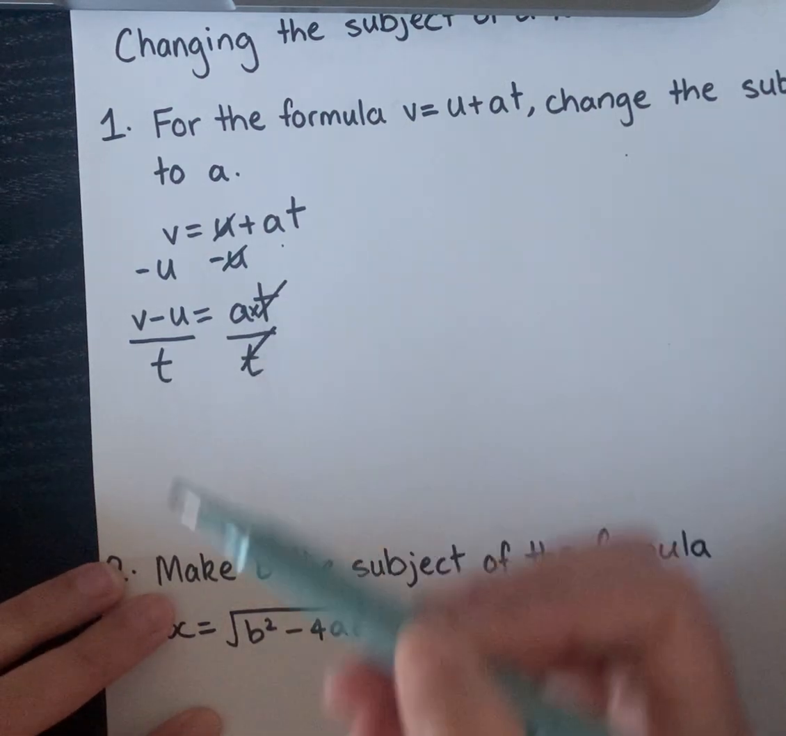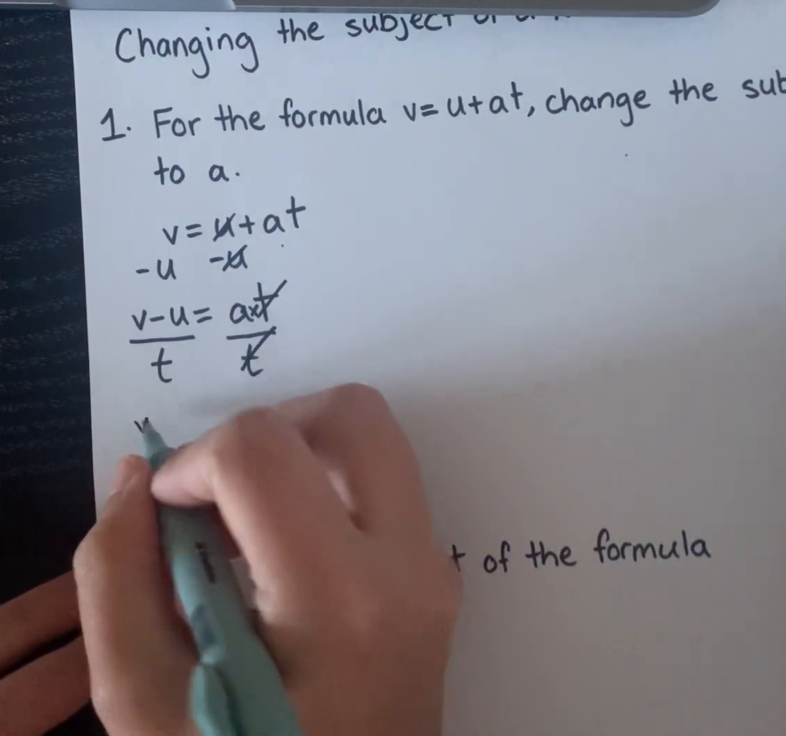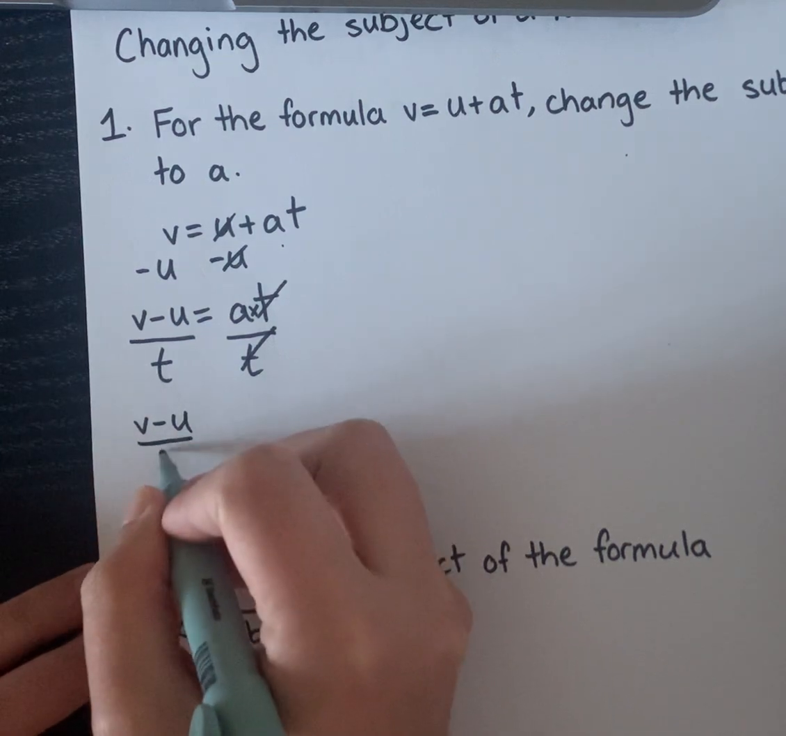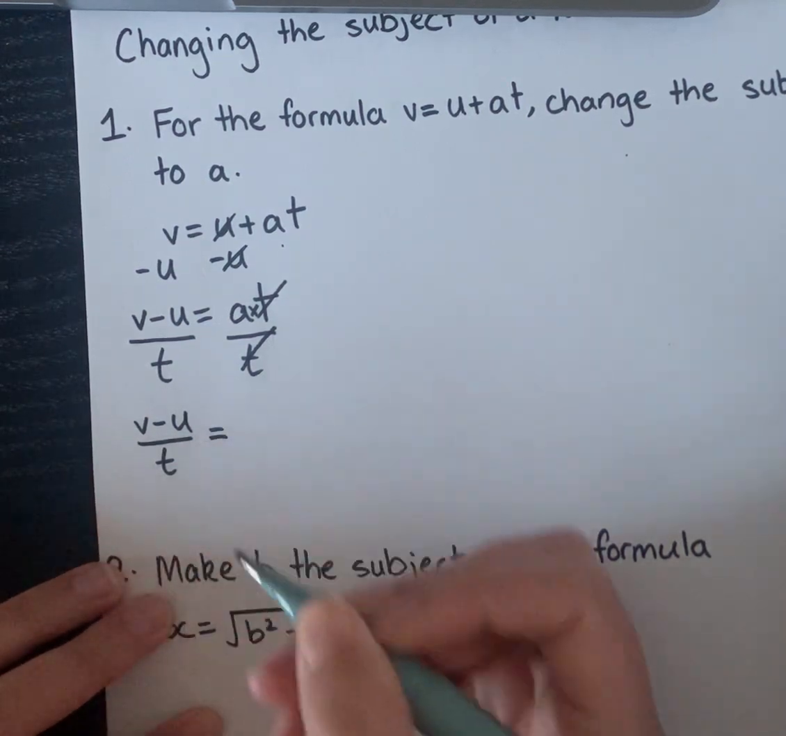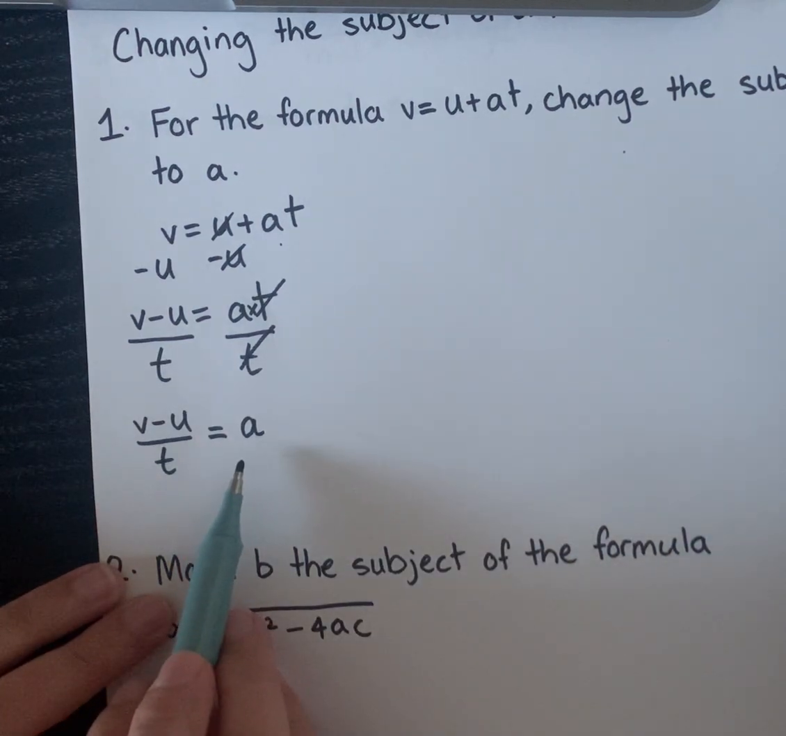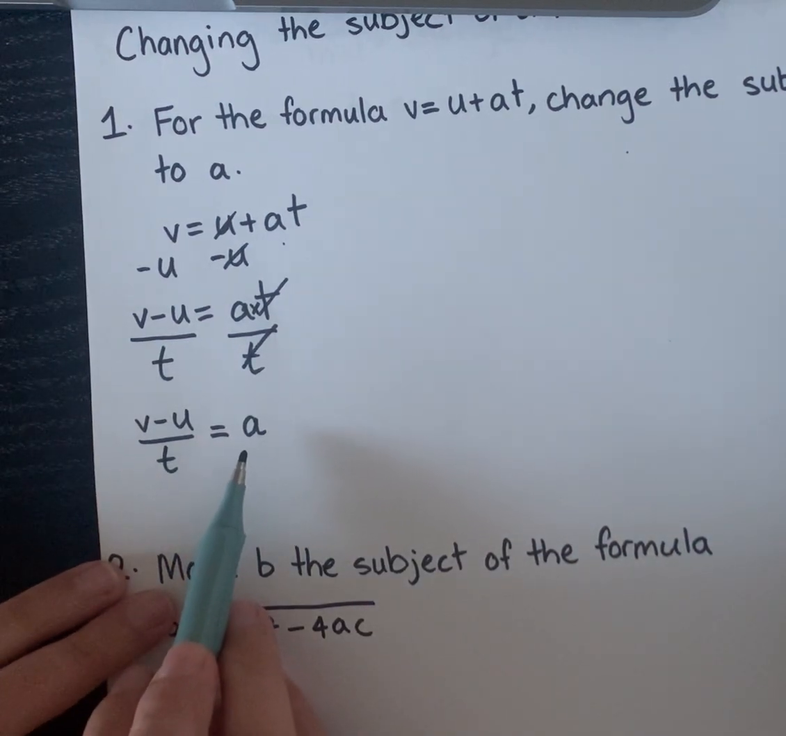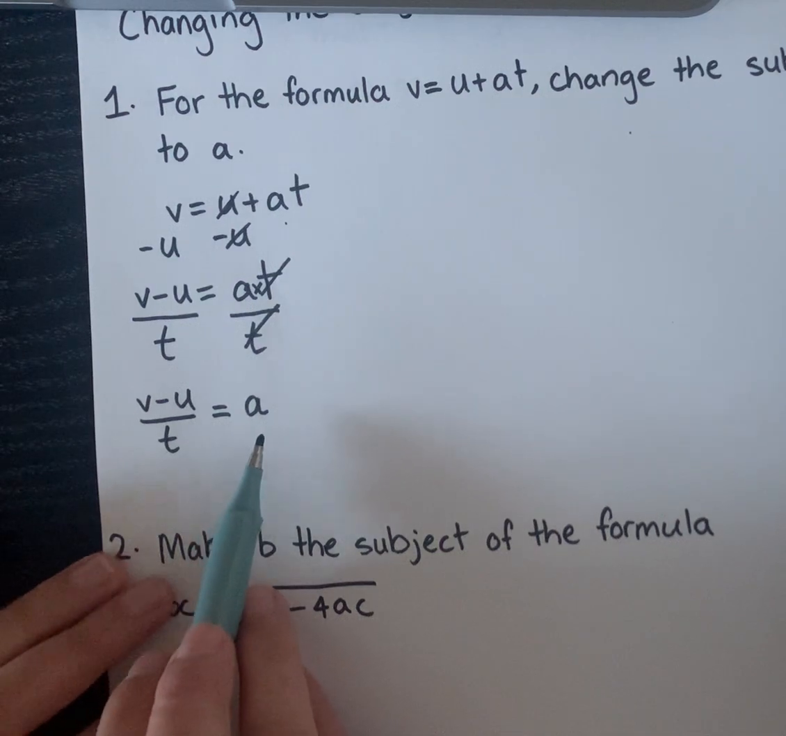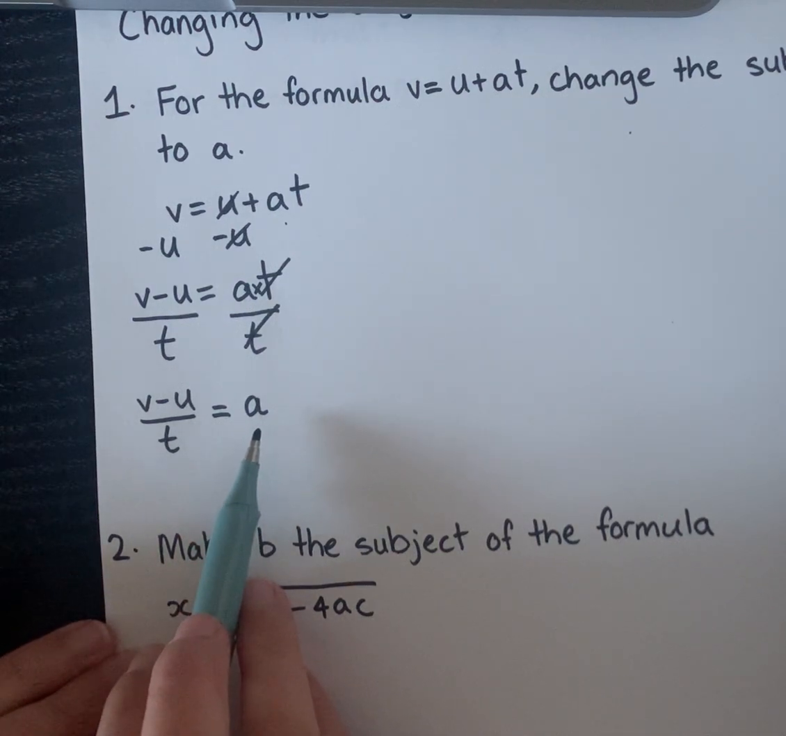These will cancel out. And we're left with V minus U over T, which is quite complicated on the left-hand side, but that's fine because on the right-hand side, we've got A by itself, which is what we want. So at the moment, A is actually the subject of the equation. We've got A all by itself on one side of the equation.